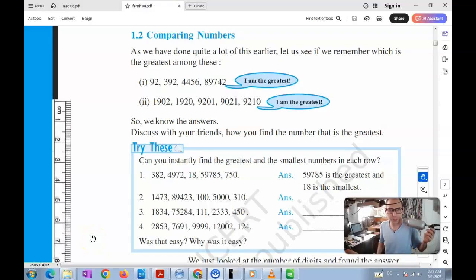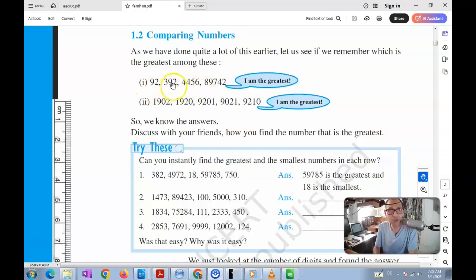Okay, so now let's come back to comparing numbers. Let's see which one of these numbers is the greatest number among this list. For example, we have 92, 392, 4,456, and 89,742, right? Among these numbers, you would intuitively say that 89,742 is greater than any of these numbers, because this number has just a 92, meaning 9 tens and 2 ones. 392 has again 9 tens, 2 ones, but it also has a 300. So it is greater than 92.